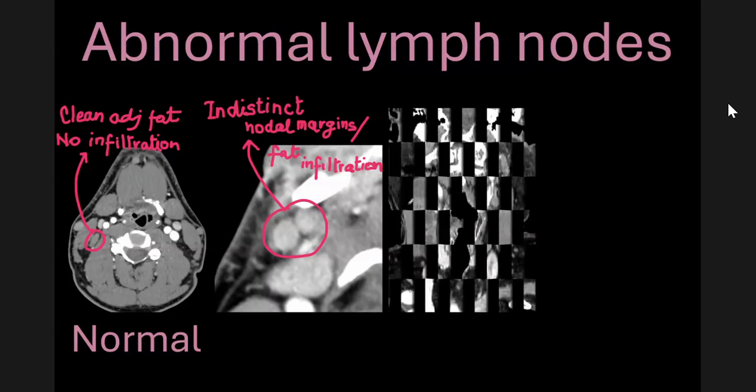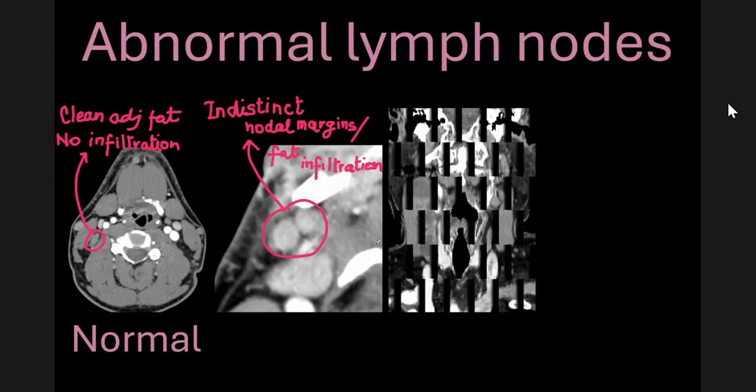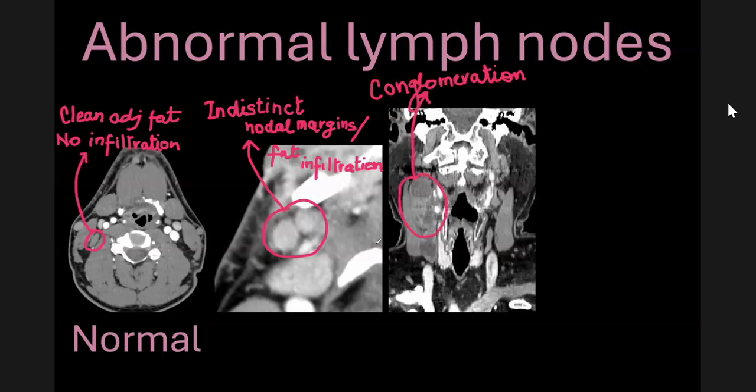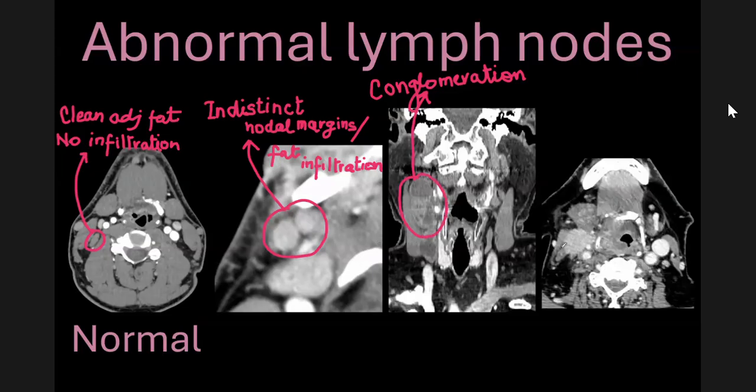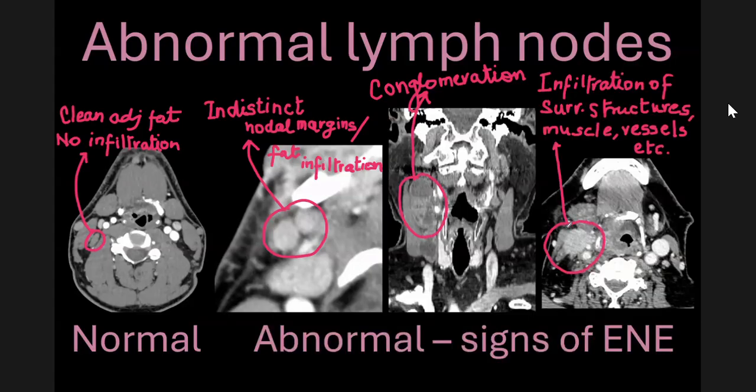If the lymph nodes show conglomeration, if there is matting of the lymph nodes, if two or more lymph nodes are matted together, that is also a feature of an abnormal lymph node. So conglomeration is a feature of lymph node abnormality. And if a lymph node shows frank invasion of the adjacent structures, there is invasion of the surrounding muscles, fat, vessels, or other surrounding soft tissues, then you know that you're definitely dealing with an abnormal lymph node that shows extranodal extension. And these three imaging features, indistinct nodal margins, conglomeration, and invasion of the adjacent structures, are actually three grades of extranodal extension.